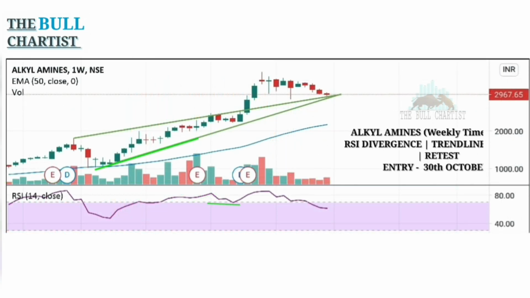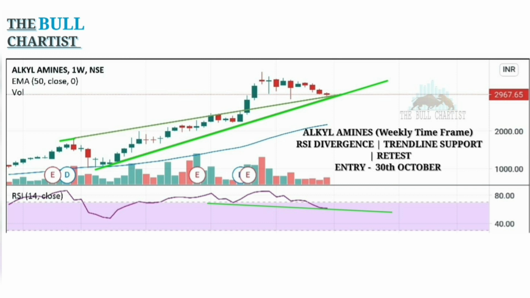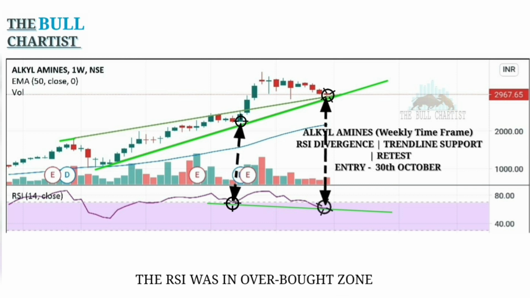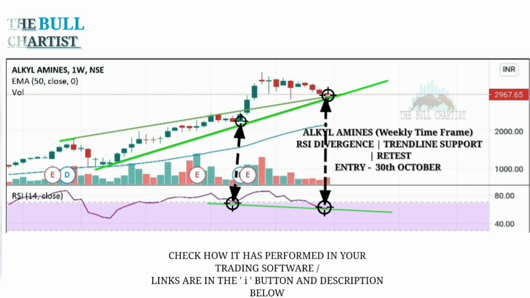Next we have alkyl amines on weekly time frame. Here the RSI is in the overbought zone, signaling strength. Check how it's performed actually. I think it's around 10% profit.